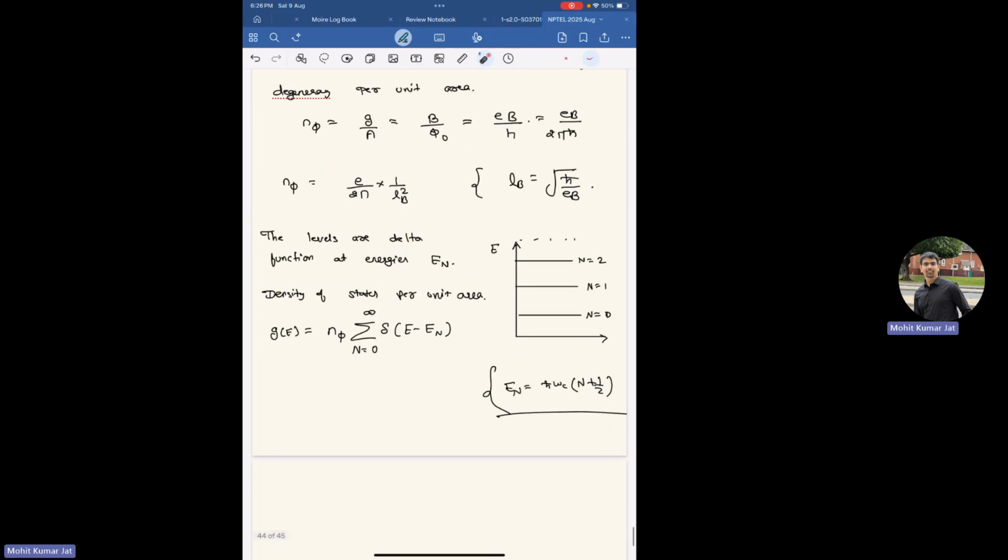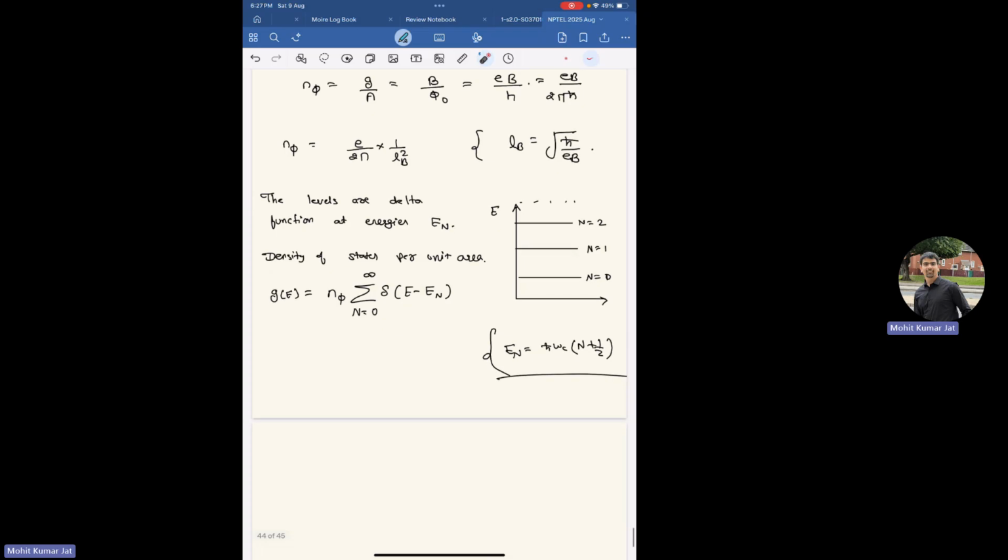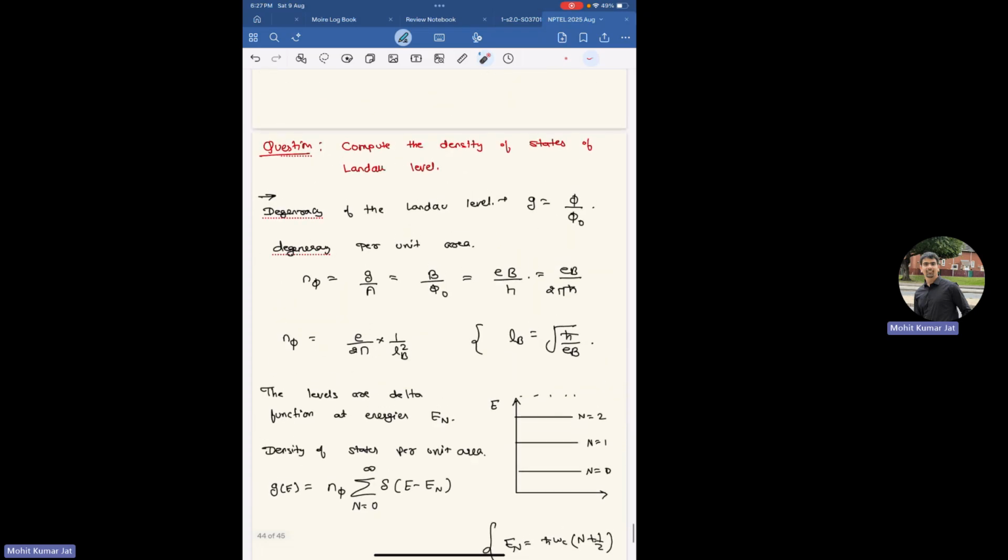We know that the energy spectrum, E versus n, is discrete and of Dirac delta function type. So we take the sum over all the Landau levels, 0 to infinity, of the Dirac delta function. E is the energy of the system, E_n is the energy of the Landau levels, and n_phi is the degeneracy of each of the Landau levels, and G is the density of states per unit area. Okay, so this is question number two.